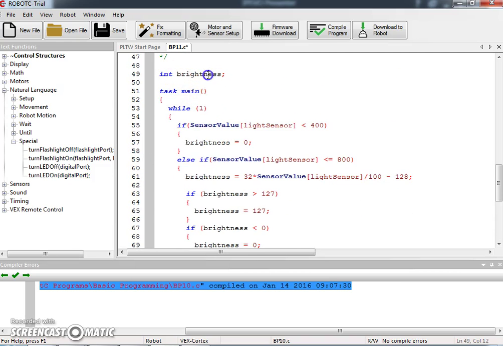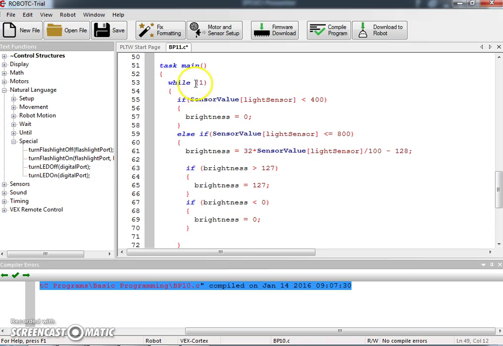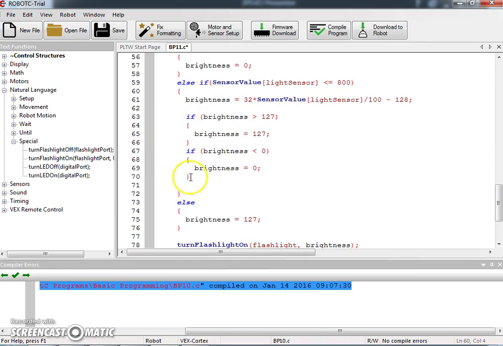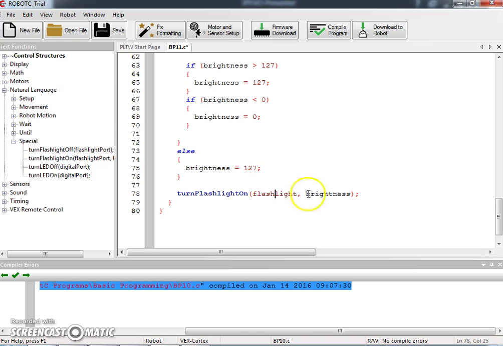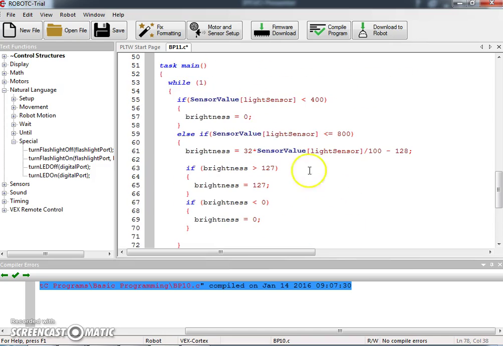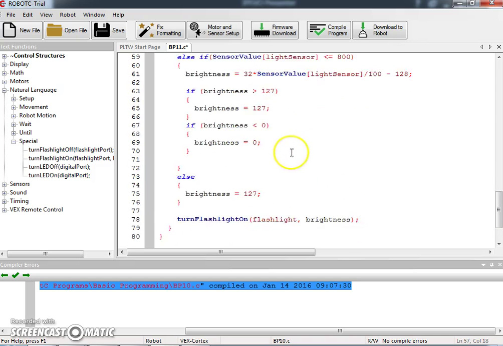So again, we have a brightness integer. Goes in. We have an infinite loop. If the light sensor is less than 400, so it checks my light sensor value, it sets the brightness value to 0. It skips the else if, skips the else, and it turns the flashlight on at a value of 0. Okay? Which means it's off.